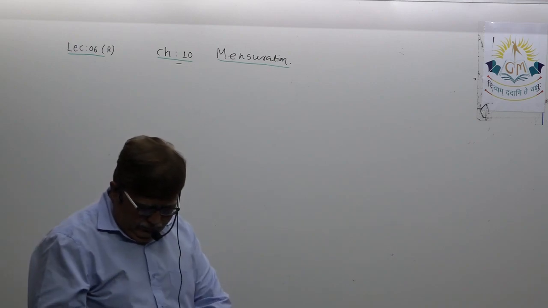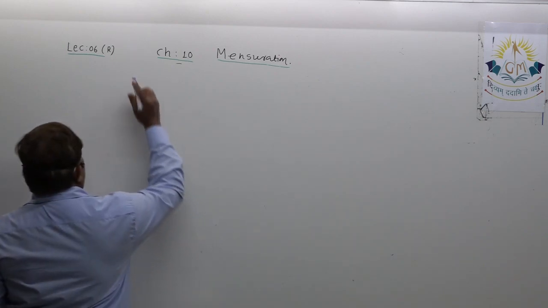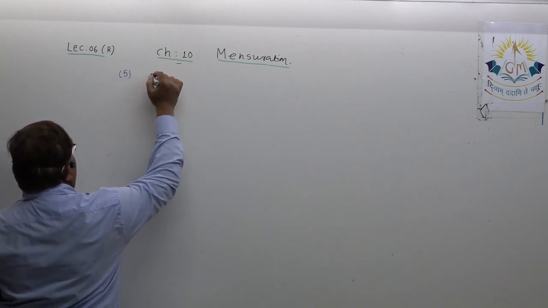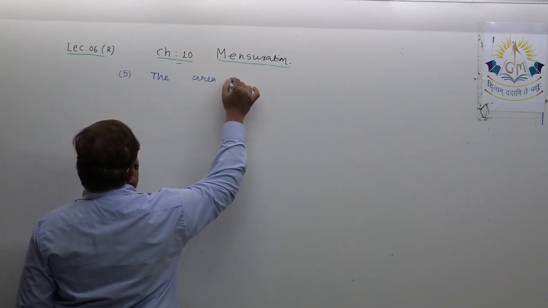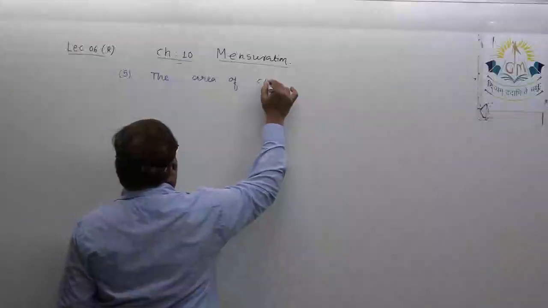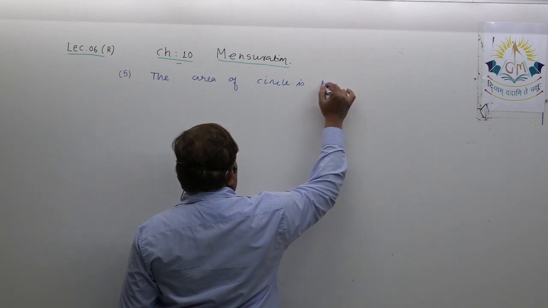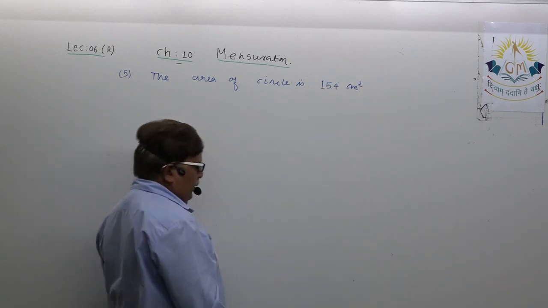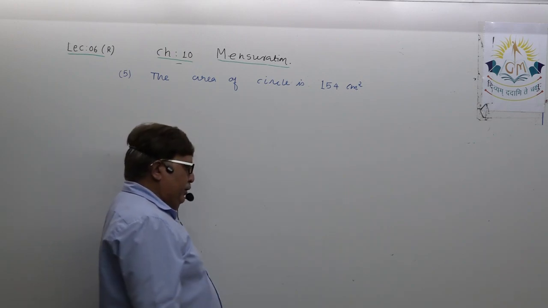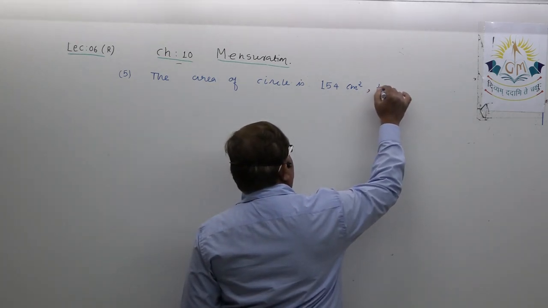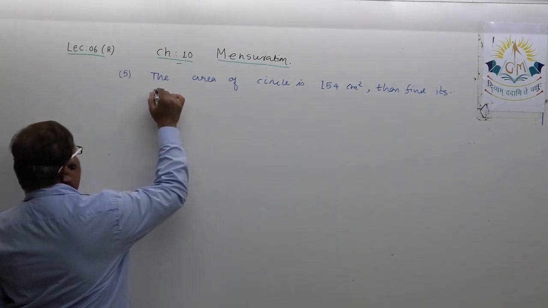Suppose I write one example for you. It is like this. The area of a circle is 154 square centimeter. Area of circle is 154 square centimeter. Then find its circumference.